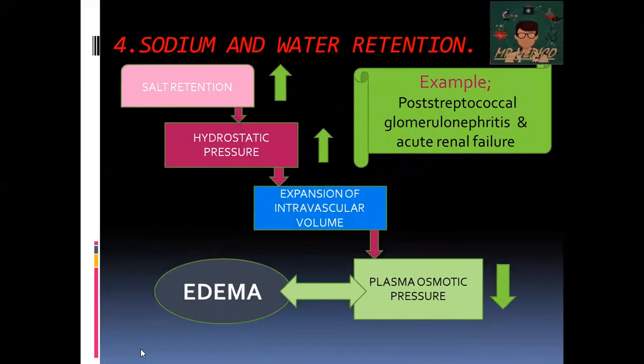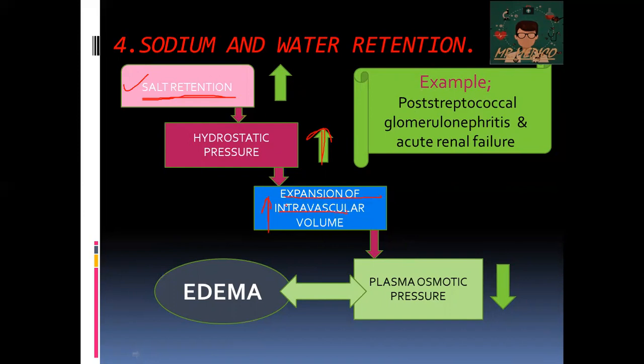And the fourth factor which is causing edema is sodium and water retention. It mostly occurs in acute renal failure. When there is increased salt retention, the hydrostatic pressure gets increased. When the hydrostatic pressure gets increased, it pushes the fluid into the interstitial spaces, and also causes expansion of intravascular volume.